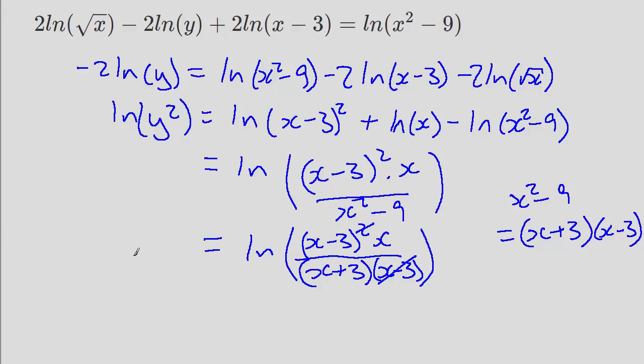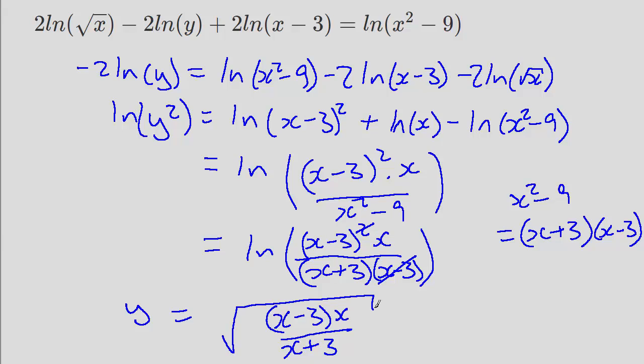So that term can cancel with one of those. So now, taking the antilogs on both sides, I can now write that y is equal to the square root of x minus 3 times x over x plus 3, and then the square root of all of that. And that's our answer.